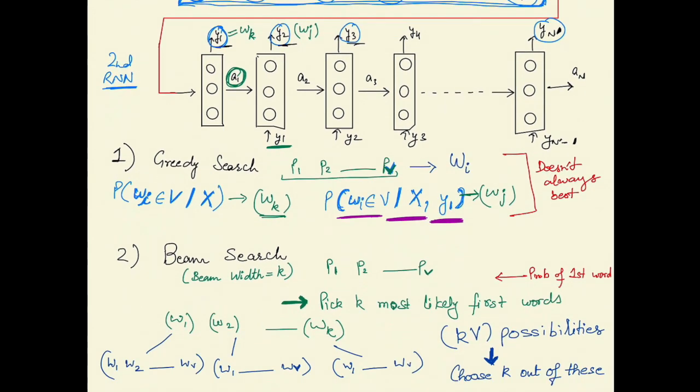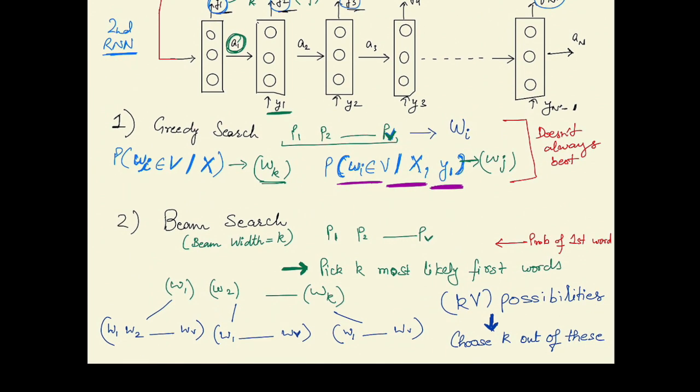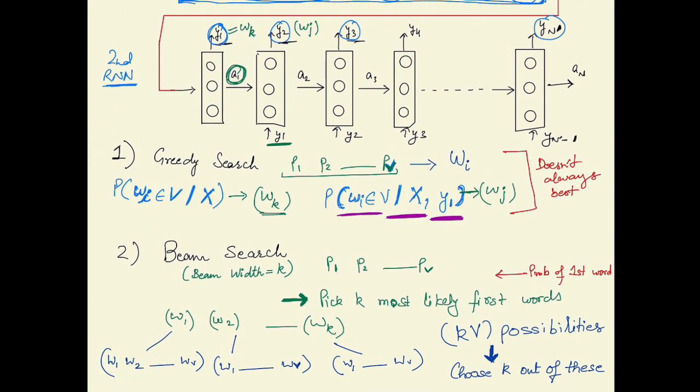So another strategy is known as beam search. The beam search works in the following way. Let's say you have again V words in the vocabulary. What beam search does is that at each stage it considers k possibilities, where k is known as the beam width.